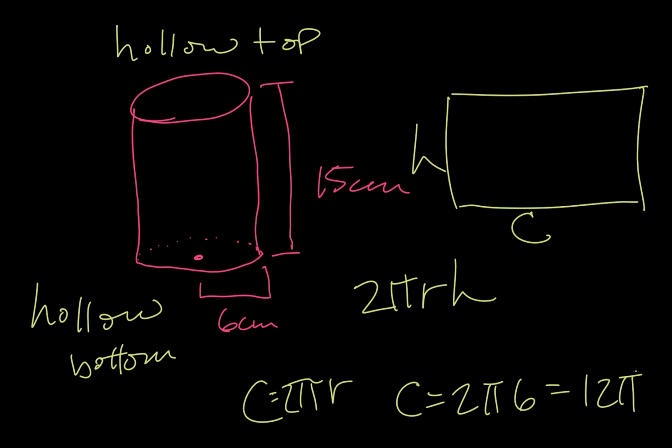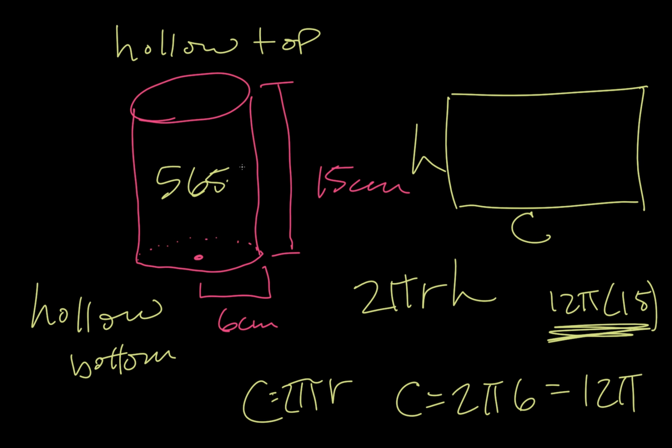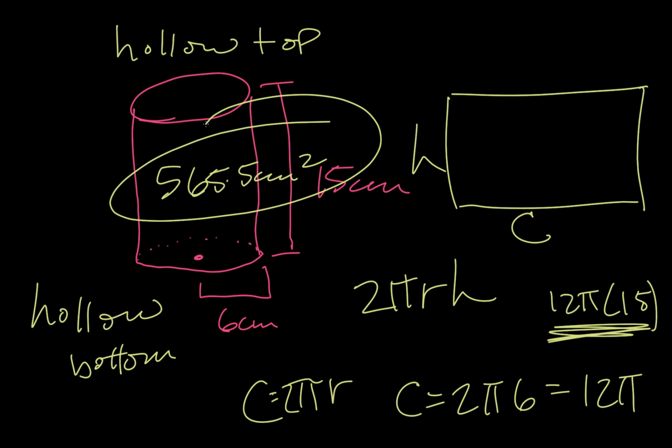And so we multiply by the height, which is 15. So we say 12 pi times 15. And if we plug that into a calculator, we get the outer surface area to be 565.5 centimeters squared.